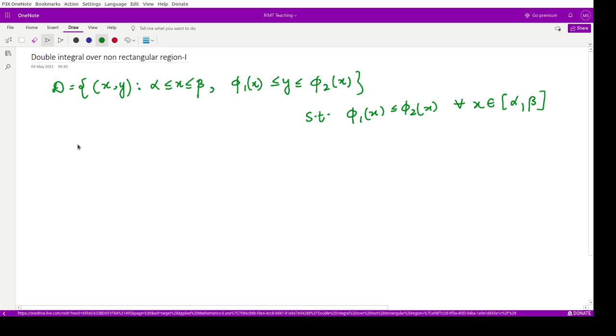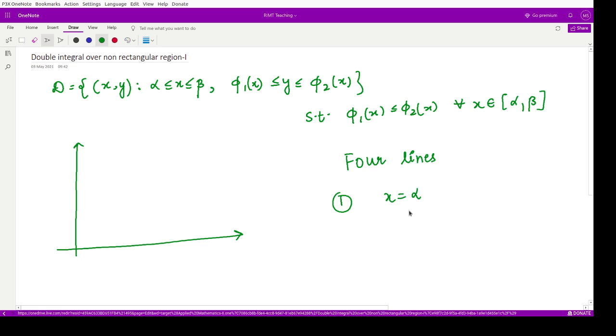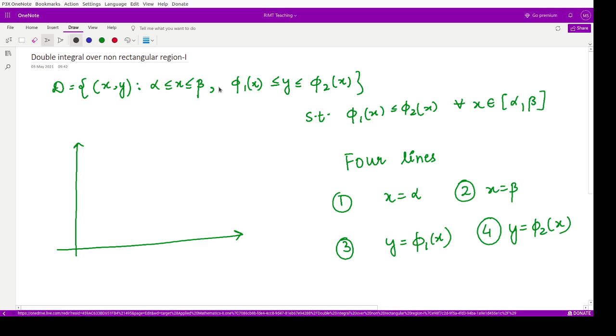So what is your region? It would be defined by 4 lines. The first line would be x is equal to alpha. The second line would be x is equal to beta. The third line would be y is equal to phi1 of x, and the fourth line would be y is equal to phi2 of x. So basically you have just replaced these inequalities with equalities, and you obtain 4 equations.